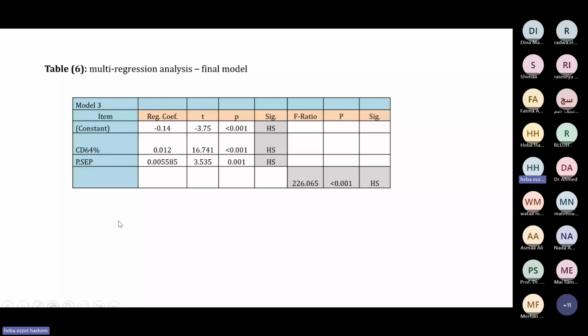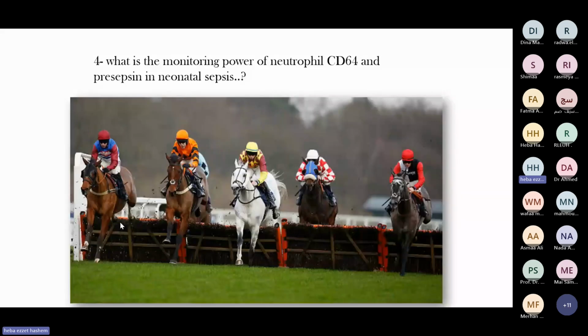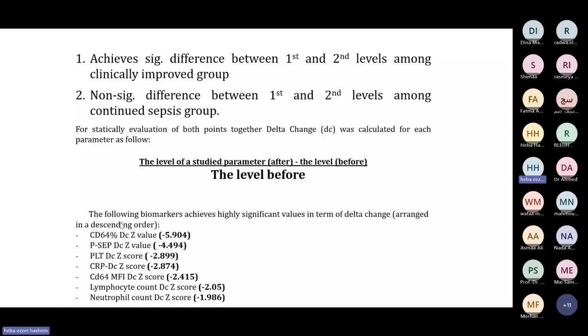The fourth question in our statistical analysis was about the monitoring power of neutrophil CD64 and procalcitonin in neonatal sepsis. For answering this question, we made a first evaluation and a follow-up evaluation after 5 days from the first one, and we calculated a delta change percentage between the first and follow-up evaluation divided by the level before.